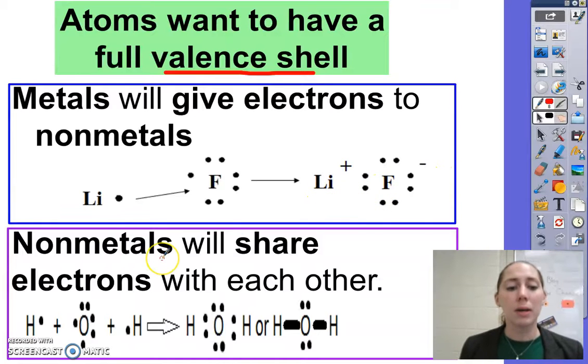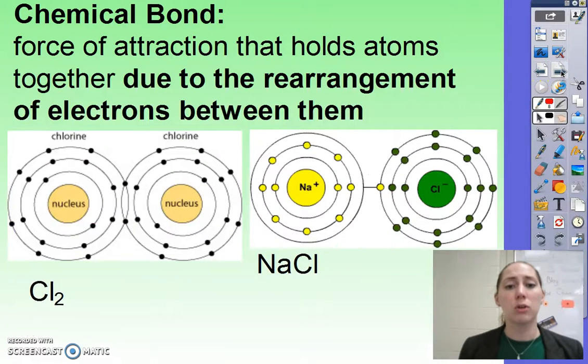Now nonmetals are both so close to having a full valence shell. Hydrogen just needs one more, oxygen just needs one more. Instead of giving one up, they share. And so they share their electrons with each other. And that is what causes these chemical bonds. They're simply the force of attraction together due to the rearrangement of electrons.